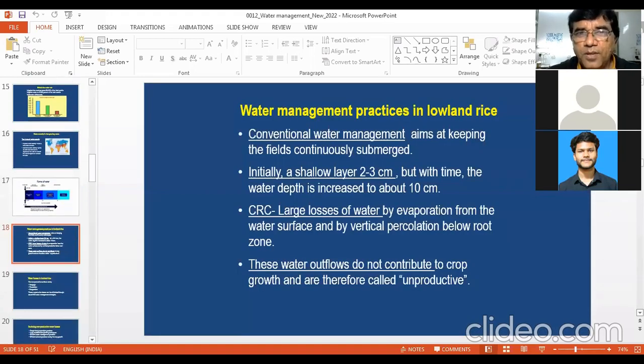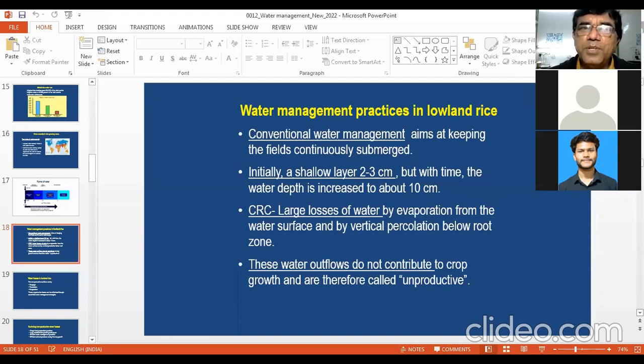Yes, sir. Now we will see what are the practices for water management. As in the very beginning, I told you, water management practice will vary with the kind of rice environment. In upland rice, in lowland rice, in your flood-prone rice, you will have different practices of water management. So what happens with water management practices in lowland rice? First, we look at lowland rice. So there can be many kinds of water management practices. Here, conventional water management aims at keeping the fields continuously submerged. So it is for irrigated lowland rice.